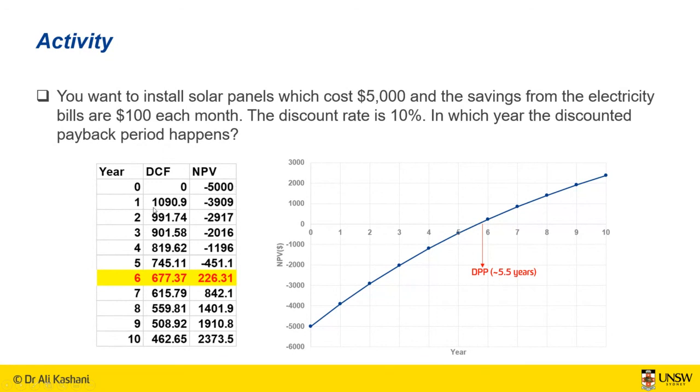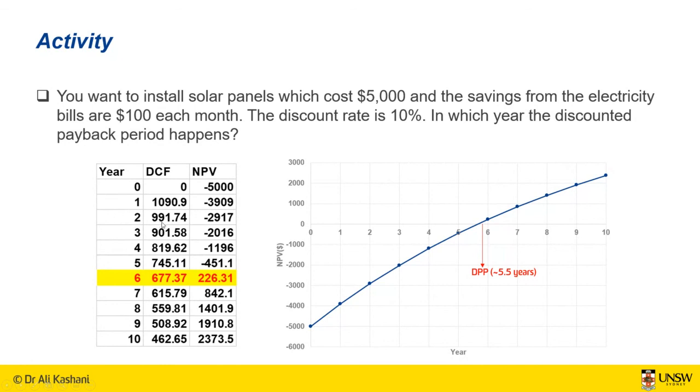But in the first year, you can see that you're generating some money or savings from the electricity bill, which is also discounted for the first year. But your net present value is still negative because you need to deduct this discounted cash flow value from the investment, which is 5,000. So you're still in the negative territory.